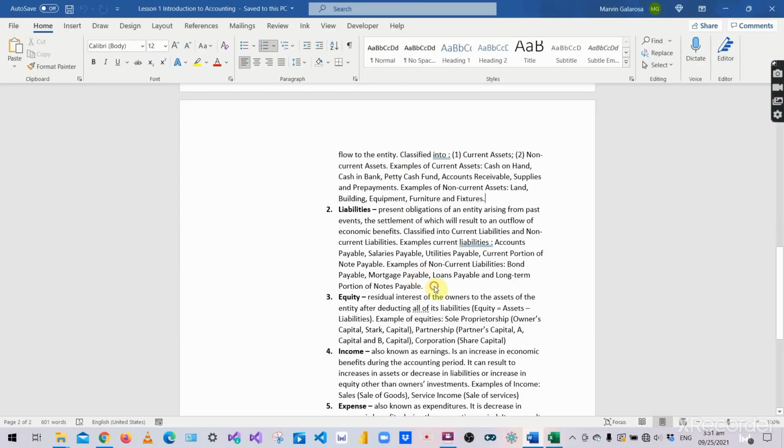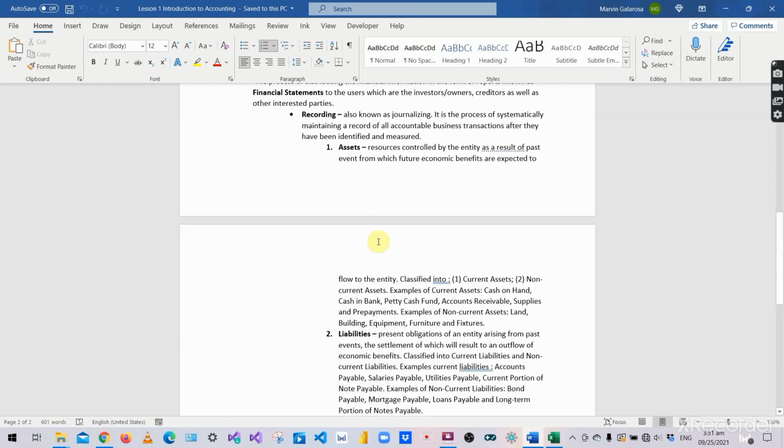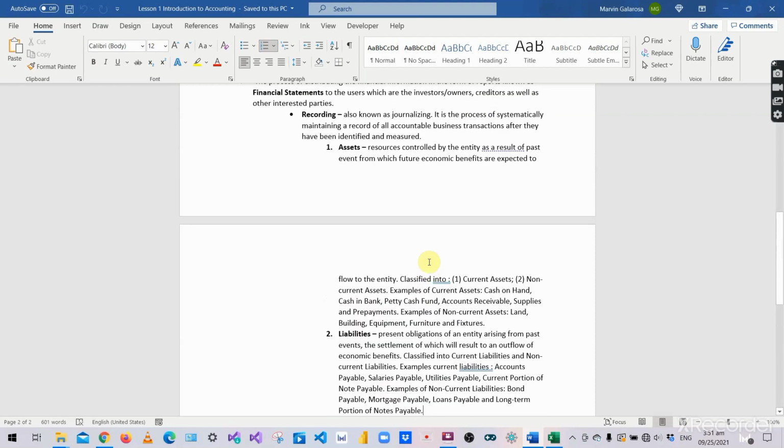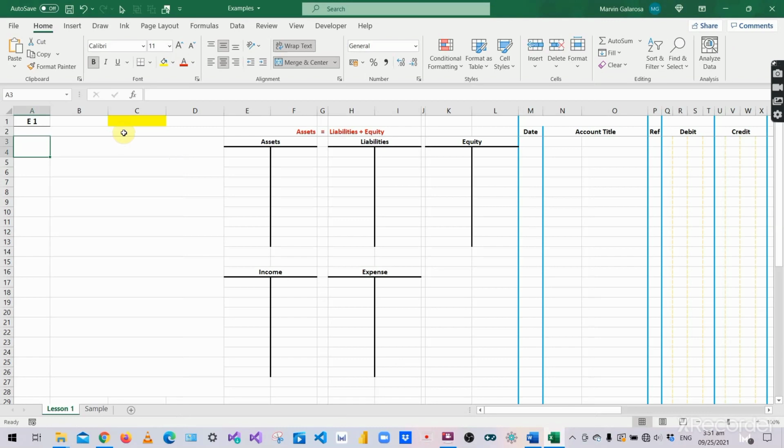So, done na tayo sa pag-define ng bawat element na nag-a-appear sa financial statements, which are the assets, liabilities, equity, income, and expense. How about naman yung mga account titles na under each element? So, assets. Under na assets, there is cash.